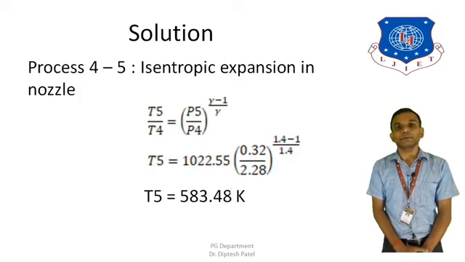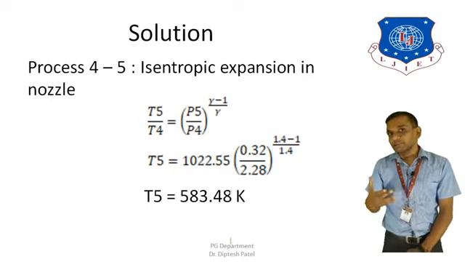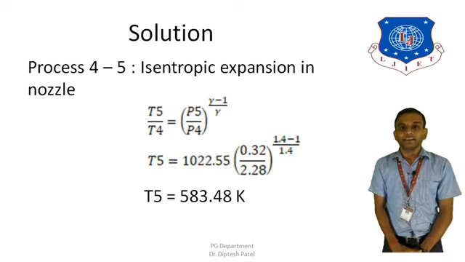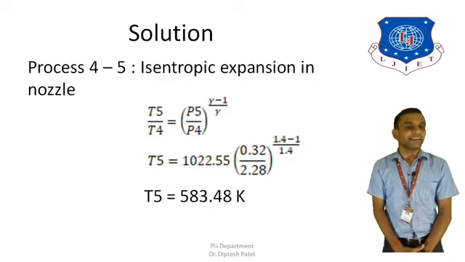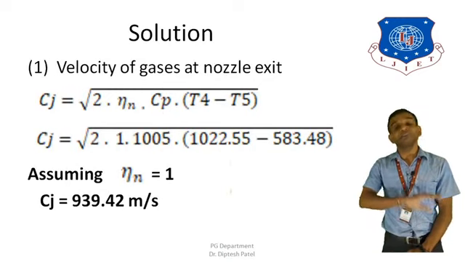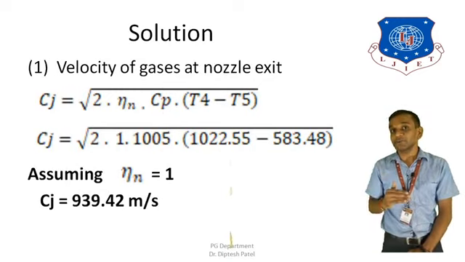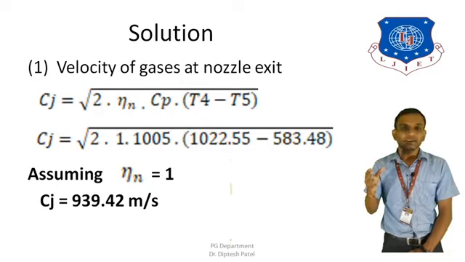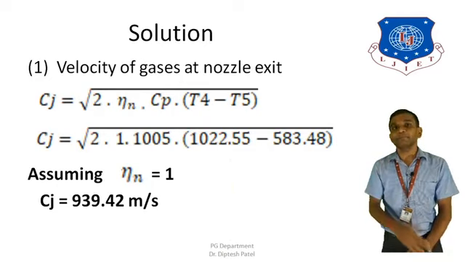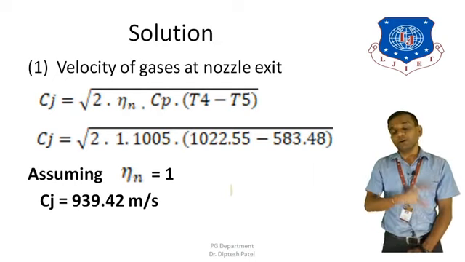1022.55 into (0.32 divided by 2.28) raised to (1.4 minus 1) divided by 1.4, and by calculating this we will get T5 is equal to 583.48 Kelvin. So this is how we get the value of T5. I think we have all these values now. We started from T0 and P0, and we found the values of P1, T1, P2, T2, P3, T3, T4, P4, and then even P5 as well. So we got all these values.